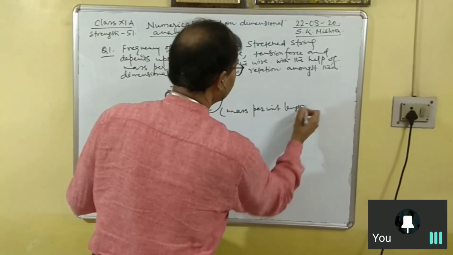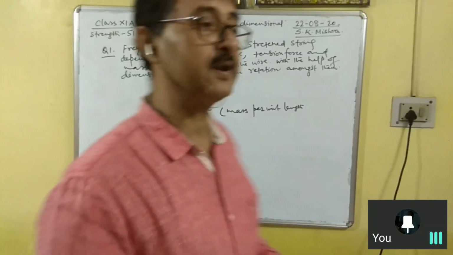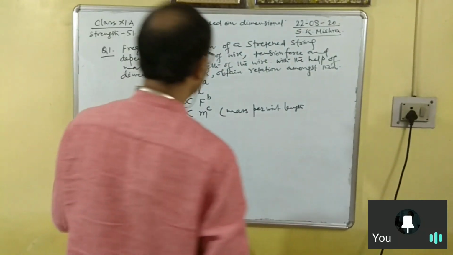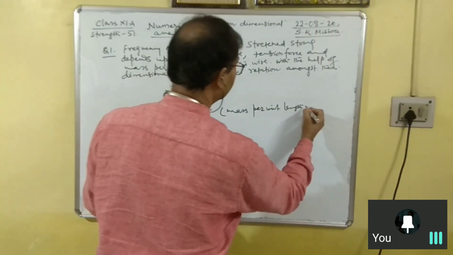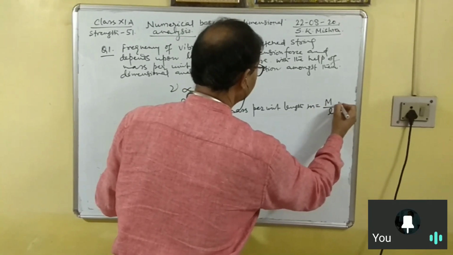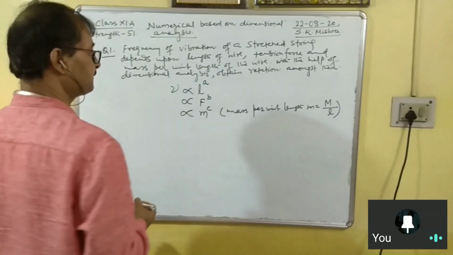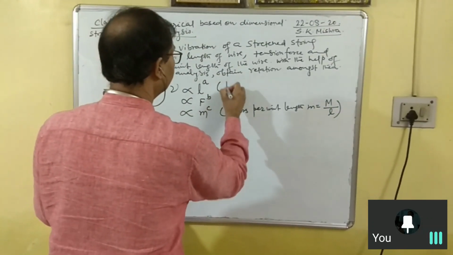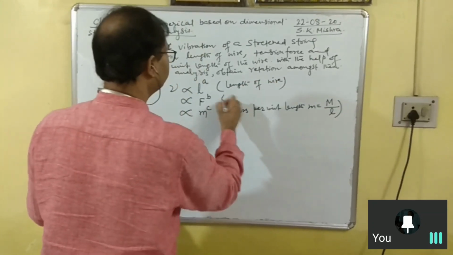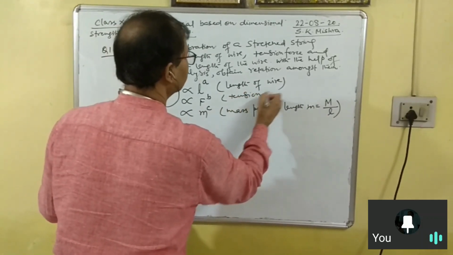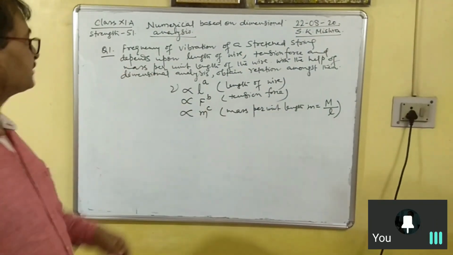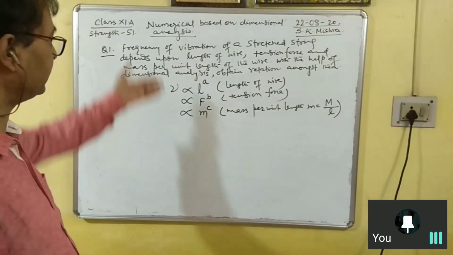So if the string has length L and its mass is capital M, then what is mass per unit length? Capital M by capital L. So mass per unit length, small m, is nothing but capital M, the total mass of the string, divided by its length. Now L is the length of the stretched wire, and F is the tension force. Okay, these are the physical quantities upon which frequency of vibration of a stretched string depends.